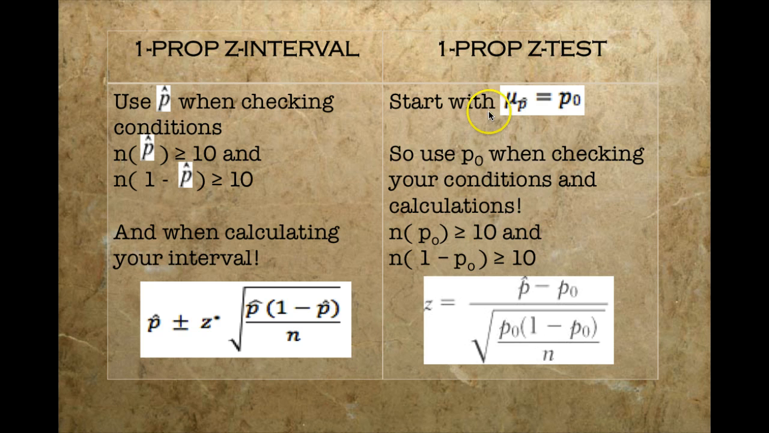However, if we come over to our 1 proportion z test side, I begin with a believed value of p, which is why I use that throughout all of my calculations, including checking my conditions, as well as in my standard deviation formula denominator. All right, I hope that helped with 1 proportion z tests and intervals.